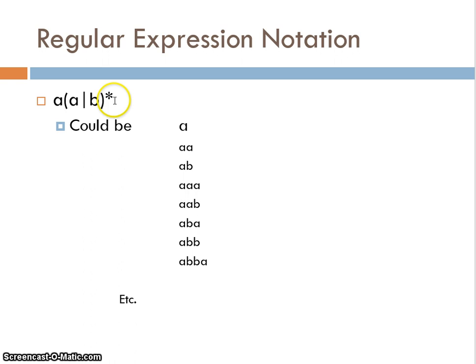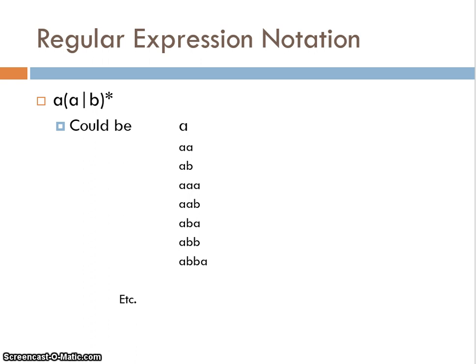This regular expression is saying that it must start with a lowercase a. The brackets are what the star applies to, and this is saying that after a lowercase a, it can be followed by zero or more occurrences of what's in that bracket, a or b. So a on its own, aa, ab, aaa, aab. It must start with an a and have zero or more occurrences of a or b. And here are some examples of the words that can be made from that language.